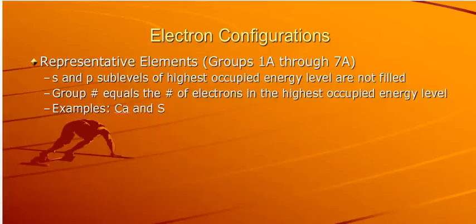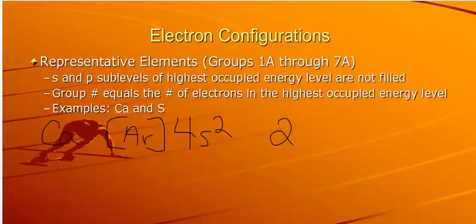We're going to look at a couple examples, calcium and sulfur. If I do the electron configuration, we'll do calcium first. Calcium's electron configuration, if you do shorthand, would be argon 4s2. Now the group number equals the number of electrons in the highest occupied energy level. What that means is calcium is in group 2A, which means calcium has 2 outer shell electrons, and we call these valence electrons. And from the electron configuration, you can see where the 2 comes from. So calcium's in group 2. It has 2 valence electrons.